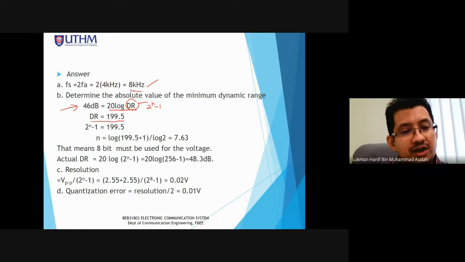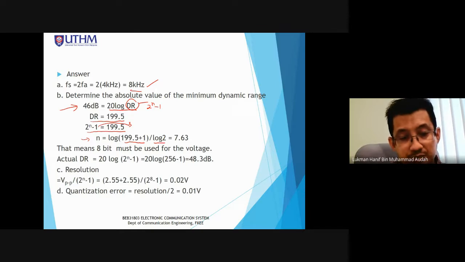Okay, so 199.5 is equal to 2 power of n minus 1. Okay, so we want to find how much is the value of n. So n is equal to log of 199.5 plus 1. Sebab satu ini dibawa ke sebelah, dia jadi plus. Okay, and then we do a logarithmic. So kita kena buat log of 199.5 plus 1, dibahagikan dengan log 2.